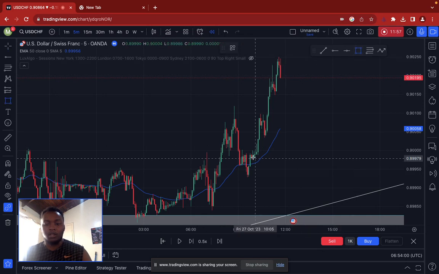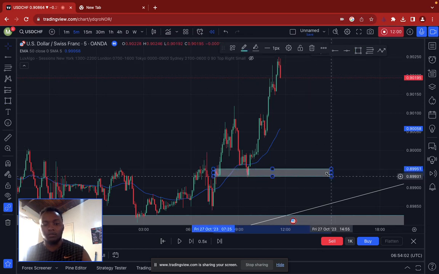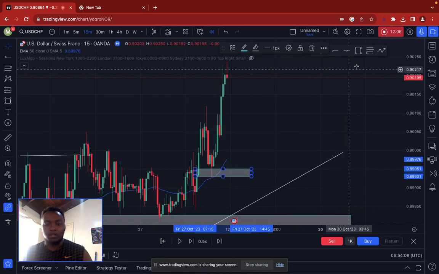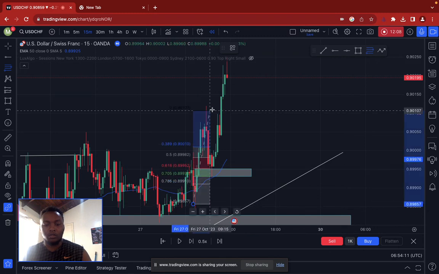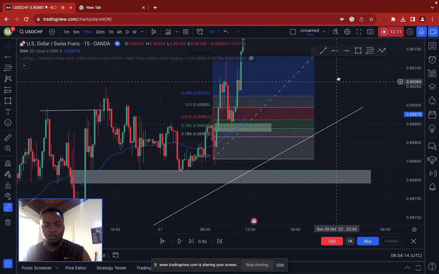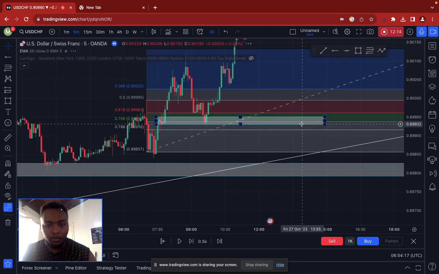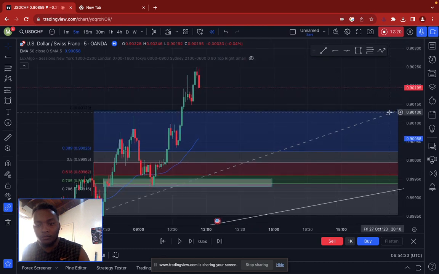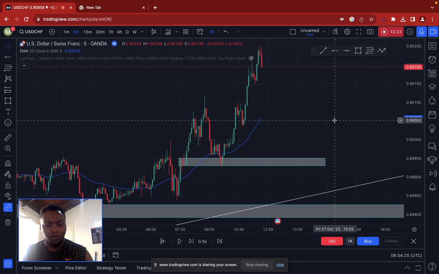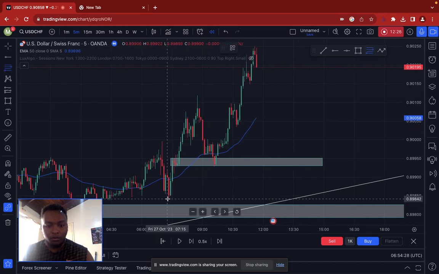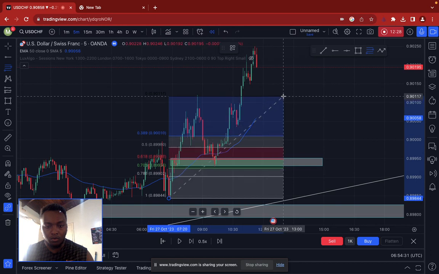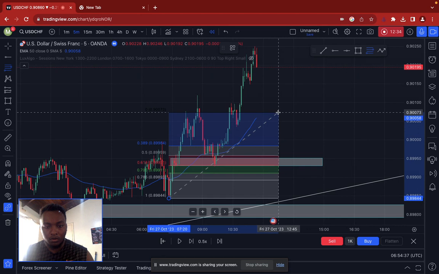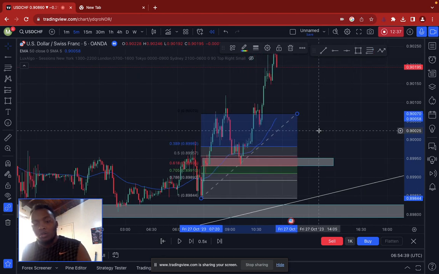Okay, it has reacted. It has reacted on this zone, but I usually like being safe. Remember, that is the 618 level that we drew. That was somewhere here, on the M5. Where did we draw it from? We drew it from this zone to this zone. That was the point of interest.